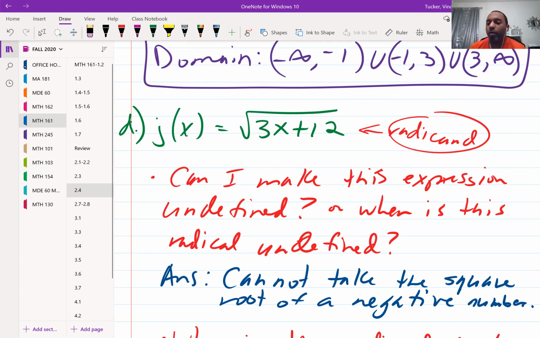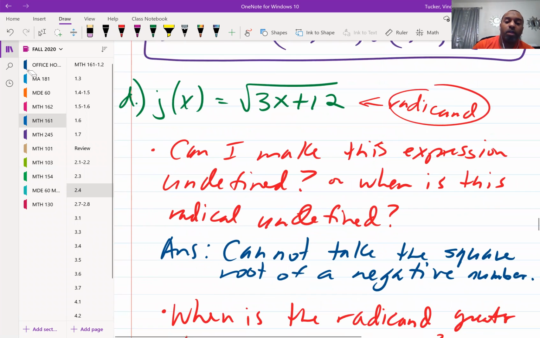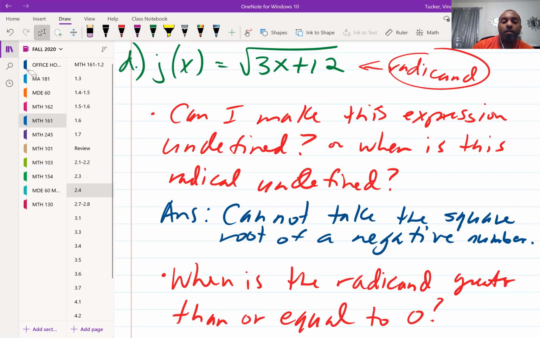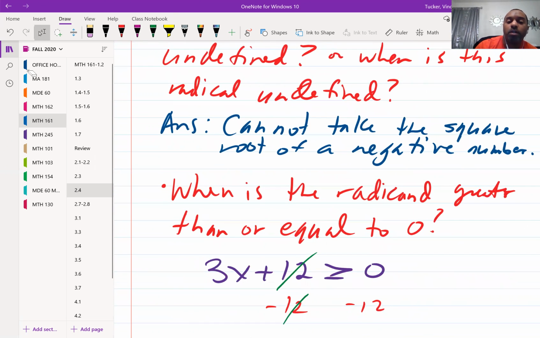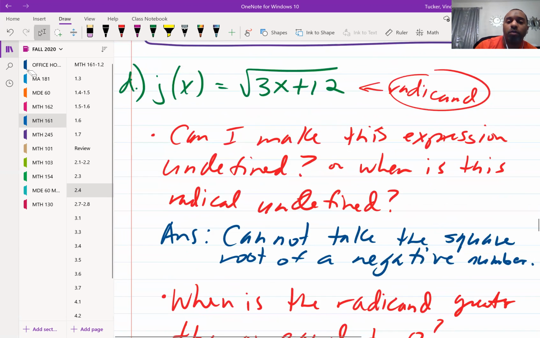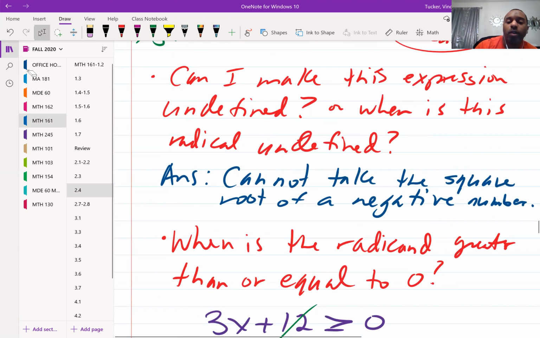So we cannot take the square root of a negative number. So we want to know, when is the radicand greater than or equal to 0? Because we can take the square root of 0, because 0 times 0 is 0. Remember, greater than 0 are all of our positive values, and those are the values that we can use. So we set 3x plus 12, which was under the radical, greater than or equal to 0.